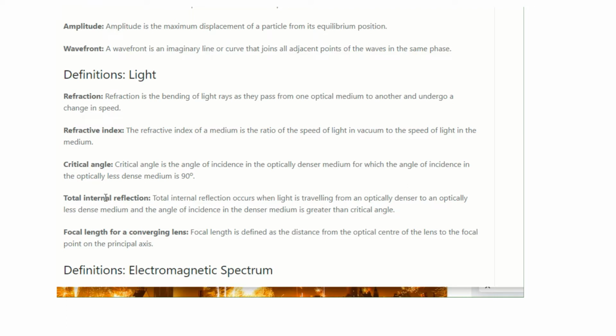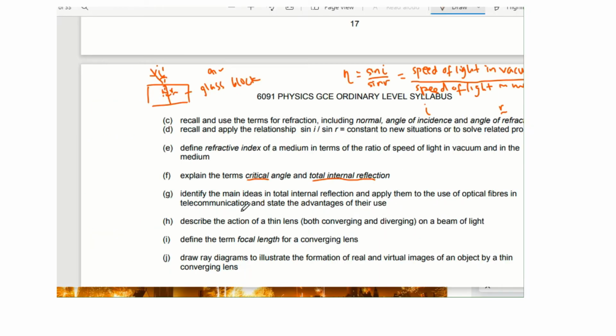Okay, and what is total internal reflection? Well, total internal reflection occurs when two conditions are met. Firstly, the angle of incidence is greater than the critical angle, and secondly, the light is moving from an optically denser medium to an optically less dense medium. So these two conditions must be met in order for total internal reflection to take place. Okay, so take note of that. Okay, so basically this is what you need to know: critical angle and total internal reflection.